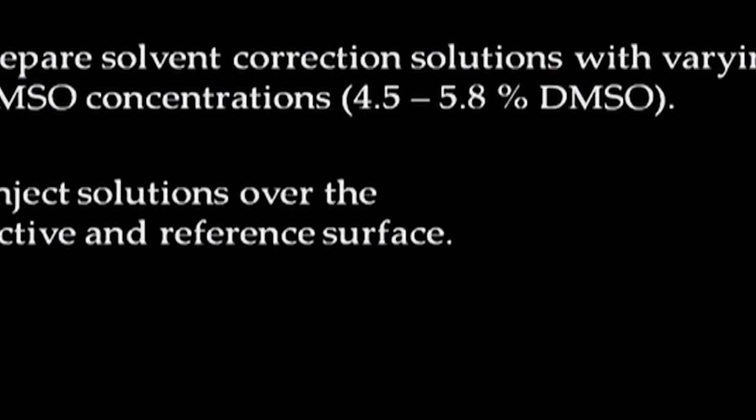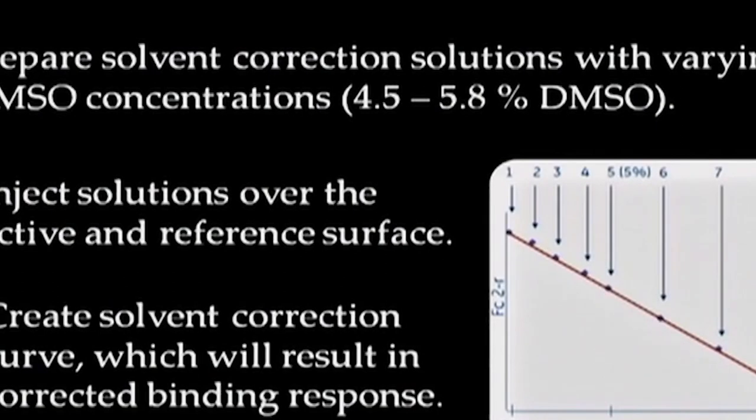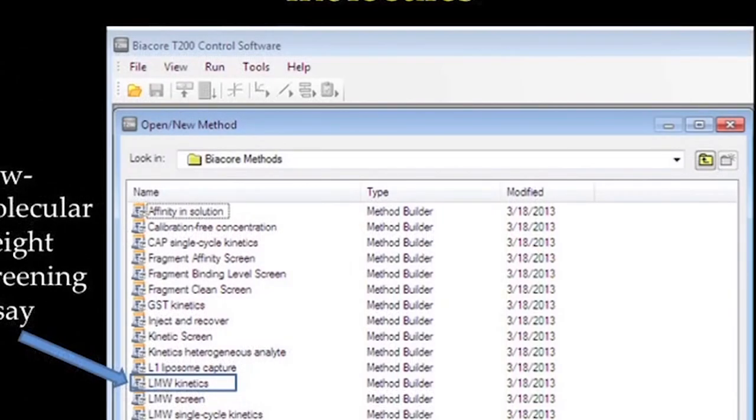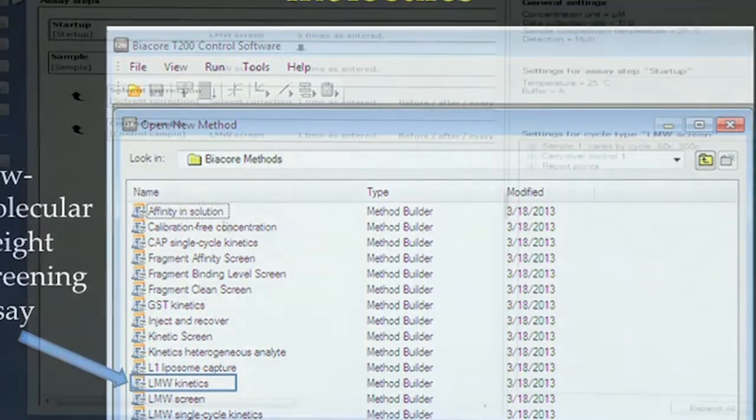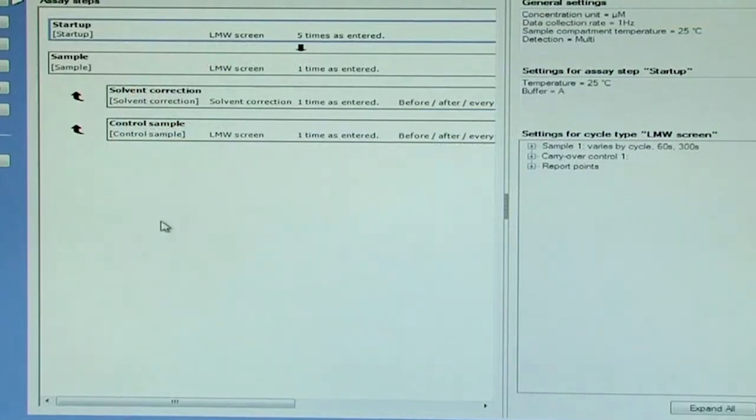We inject these solutions over the active and reference surface and then create a solvent correction curve which will result in corrected binding responses. We will now move forward to set up the binding assay wizard to screen small molecules for binding to human serum albumin and carbonic anhydrase. Here we will set up our experiment to check the interaction of some small molecules binding to carbonic anhydrase and human serum albumin.